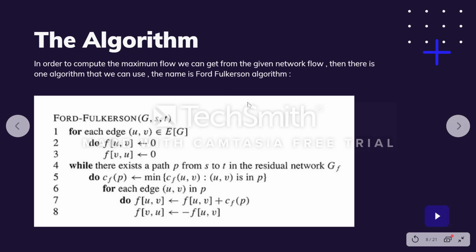So this is the algorithm. In order to compute the maximum flow we can get from the given network flow, there is one algorithm that we can use. The name is Ford-Fulkerson algorithm. I think it was found in 1956, and it was found by Ford and Fulkerson. So that's why the name of this algorithm is Ford-Fulkerson algorithm. We will explain how it works on the next slide.